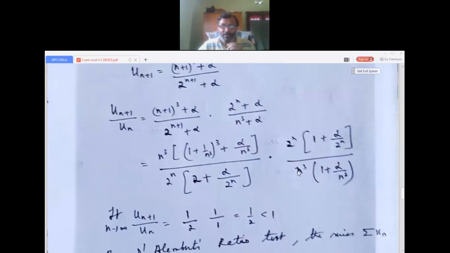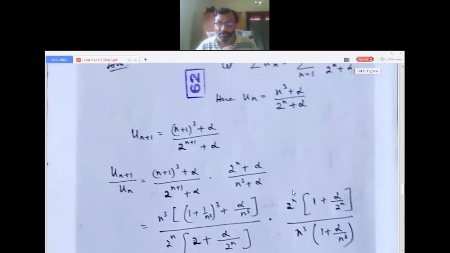Then here what happens? n cubed cancels, 2 power n, 2 power n cancels. So here 1 by n cubed, 1 by infinity is 0, so 1 cubed, 1 plus alpha by n cubed. Again, any number divided by infinity is 0. So 2 will be as it is. I have written here 2, here 1, nothing is there, so 1 should be written by 2 plus alpha by infinity, that is 0.